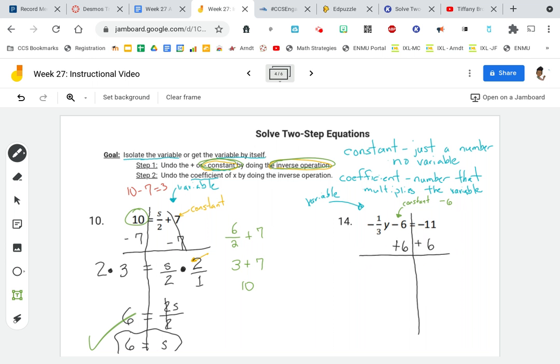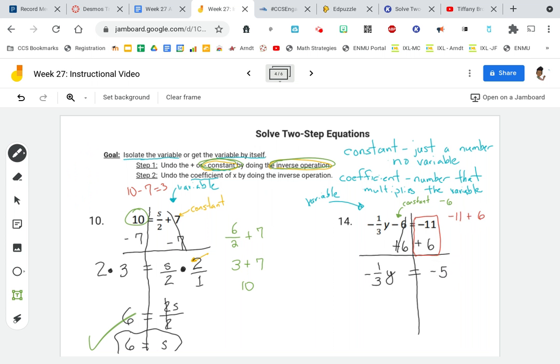Okay, so I need to bring down that negative 1/3 y. And then I have a negative 6 plus 6, which is 0. And 0 is nothing. That's why I wrote down nothing. And then I need us to be very careful with this right here that says negative 11 plus 6. Hopefully we know that negative 11 plus 6 is a negative 5.